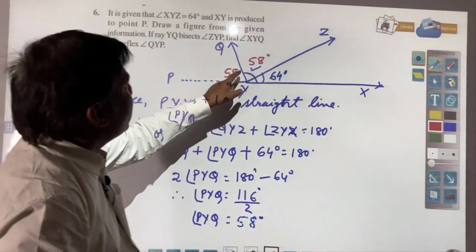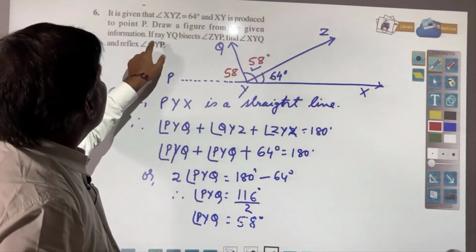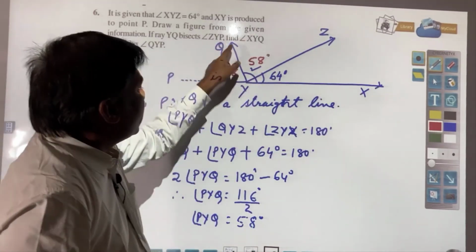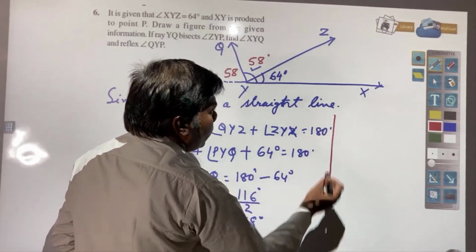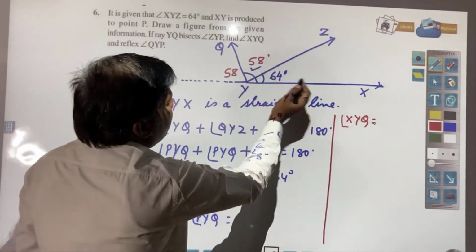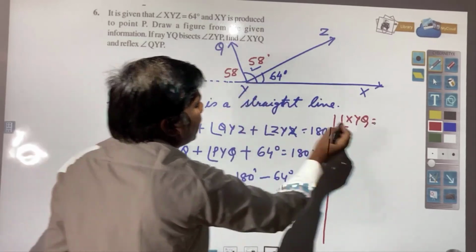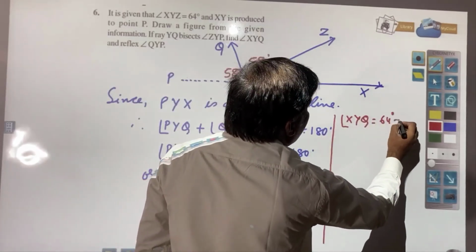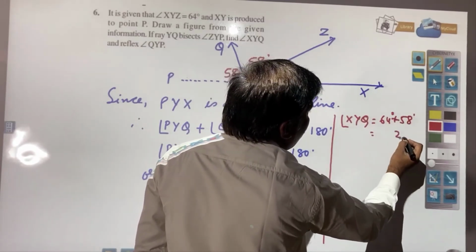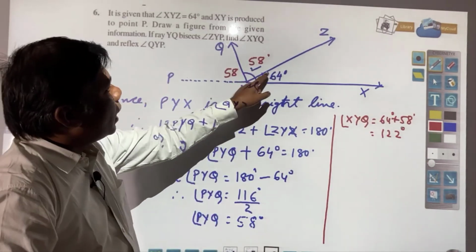Now we need to find XYQ. Angle XYQ will be equal to the sum of these both angles. It means 64 degrees plus 58 degrees, and adding this, we get 122 degrees. So this answer we have got.